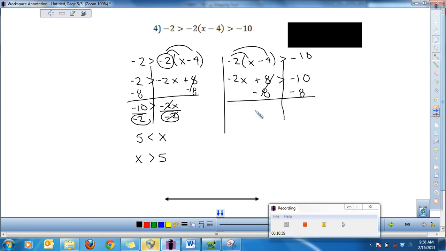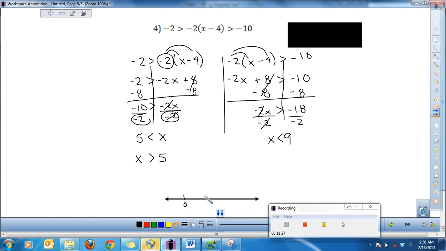These cancel out. I'm left with negative 2x is greater than negative 18. To get x alone, I need to divide both sides by negative 2. These 2's cancel out. I'm left with x. I divided by a negative here, so I need to flip my inequality symbol. Negative 18 divided by negative 2 is positive 9. So here are my two inequalities. I'm going to go ahead and graph them.